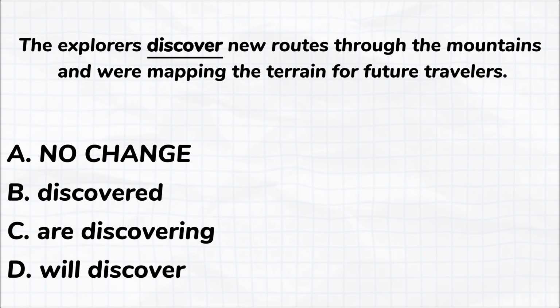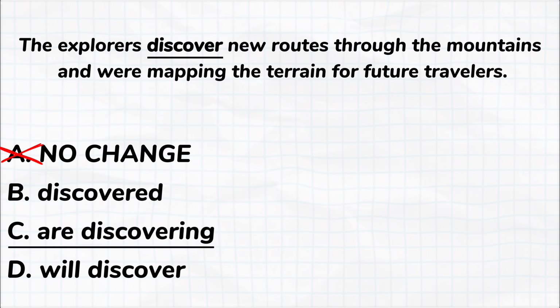Now let's check the answer choices. Choice A, no change. So discover. That's present tense. It does not match were mapping. It's wrong. Choice B, discovered. Now that is past tense. So now both verbs are in the past. That works. Perfect.